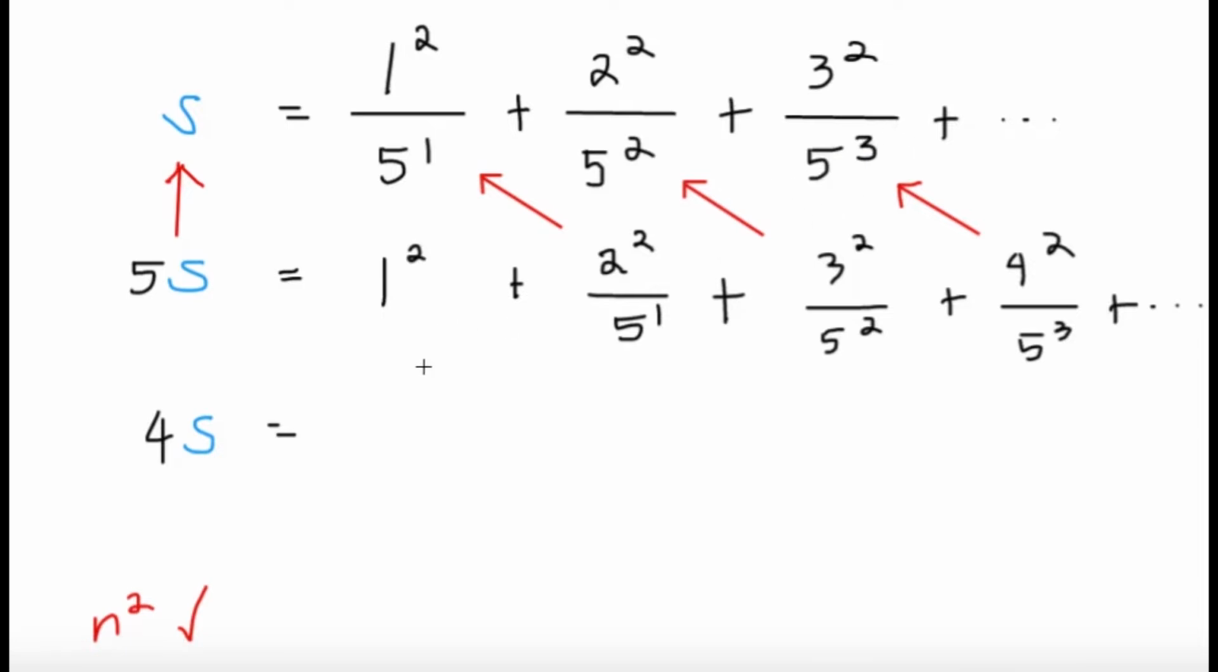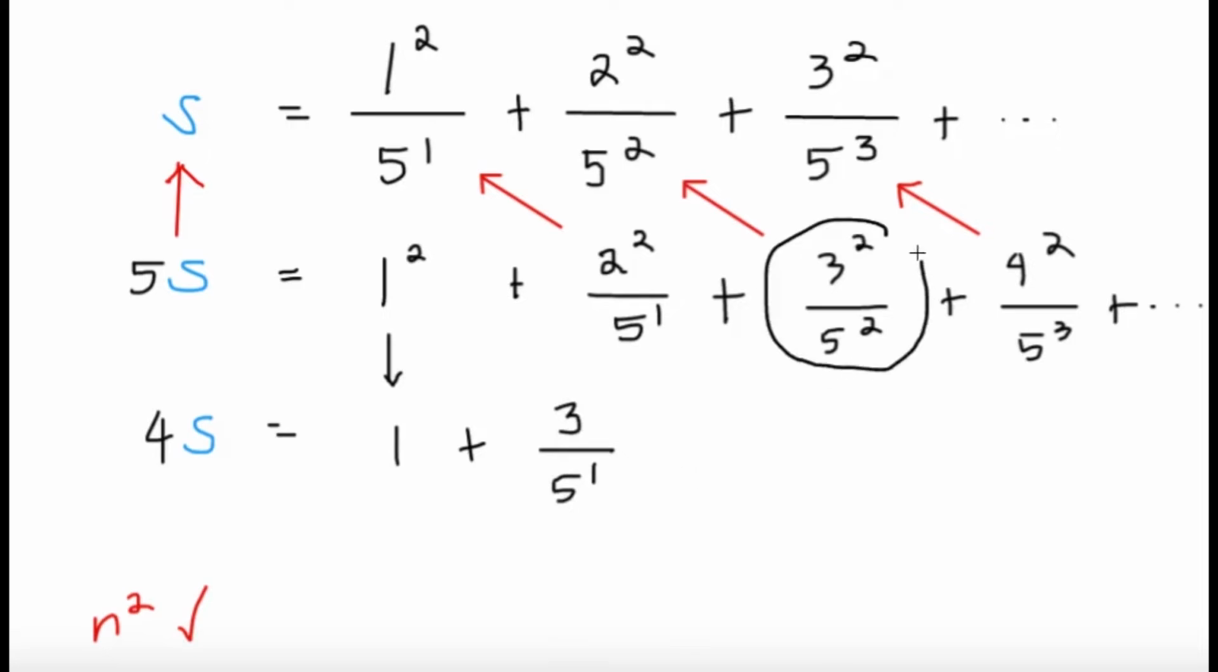So the 1 squared becomes the 1 squared, and then for the rest of the terms I'm going to follow the red arrows. So 2 squared over 5 raised to 1 minus 1 squared over 5 raised to 1. That's going to give me 2 squared minus 1 squared, so that's 3 over 5 raised to 1. Now I'm not going to simplify some of the stuff here. That's very intentional, so we can see the pattern.